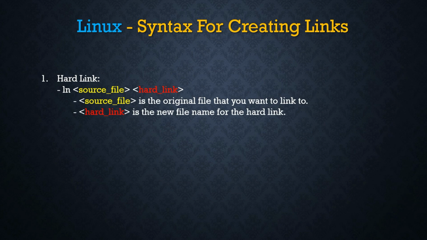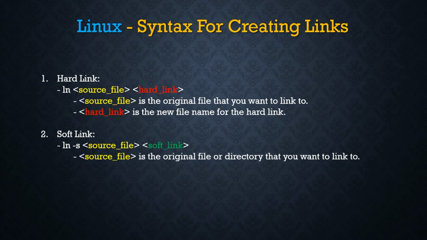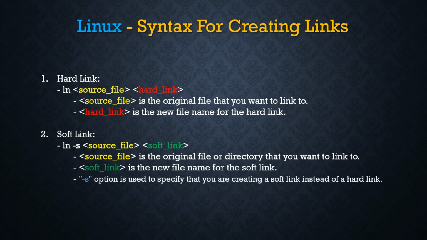And the soft link has a similar syntax, but here you add -s, then the source file and the soft link name, as in the hard link. As the source file is the original file or directory that you want to link to, and the soft link is the new file name for the soft link. The -s option is used to specify that you are creating a soft link instead of a hard link.